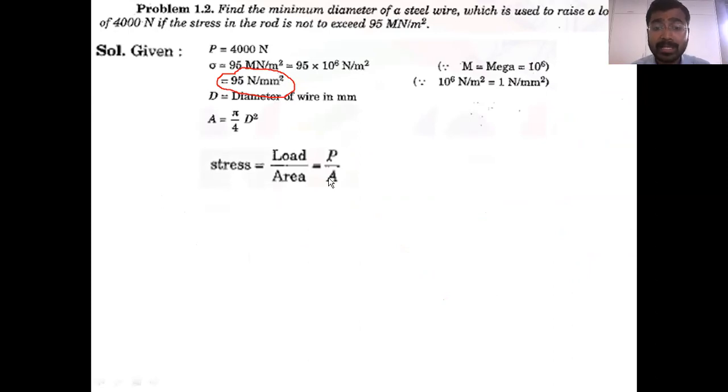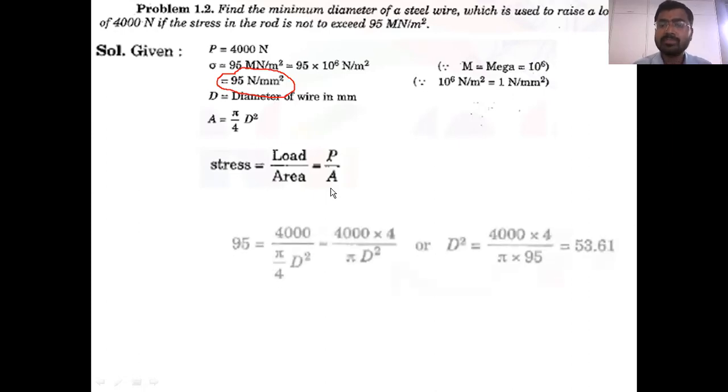How can I calculate the minimum diameter? Using my area. The area is circular, the diameter, he said. So the steel wire will be in a circular form, so we have pi by 4 d square. Yes or no? So from there I can calculate.